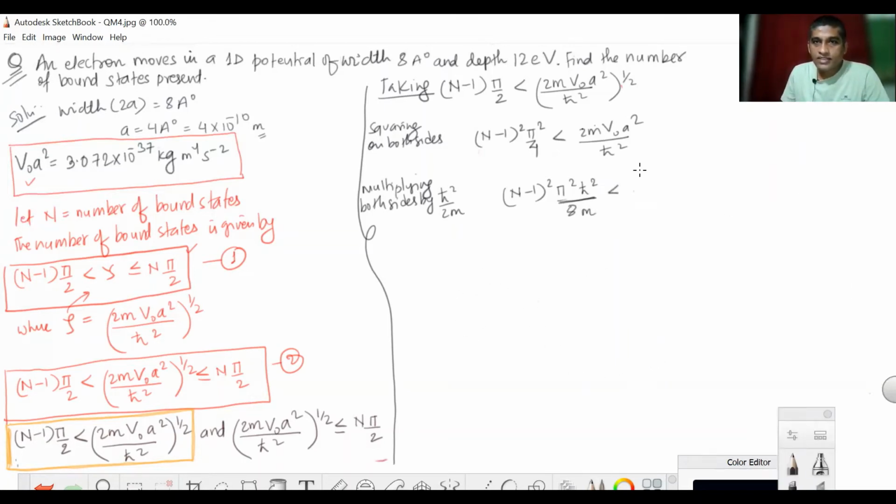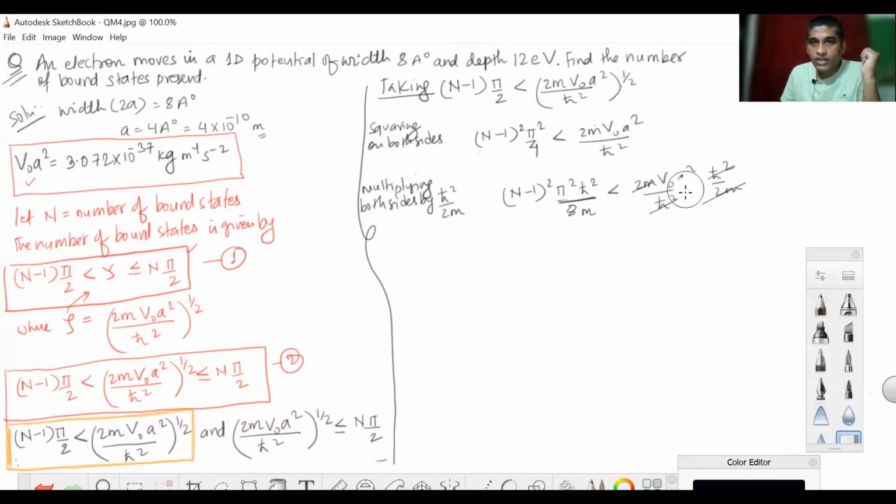This is less than, so we have this twice m V naught a square by h bar square, and we have h bar square by twice m. So twice m and h bar square cancel. So finally, we are left with V naught a square. So we get this. Clear?